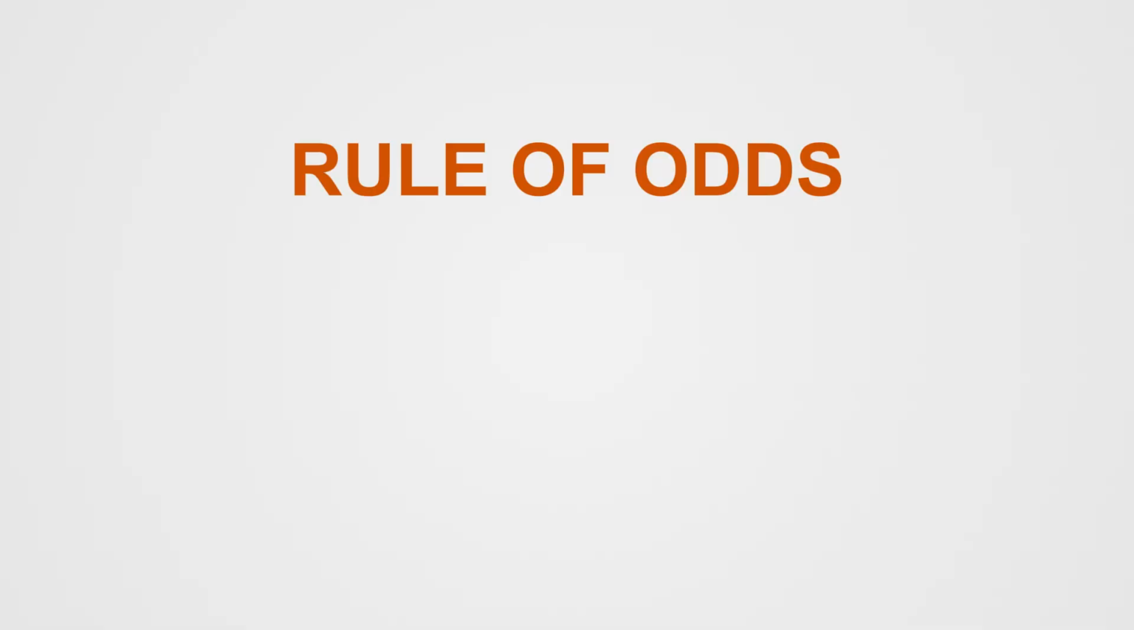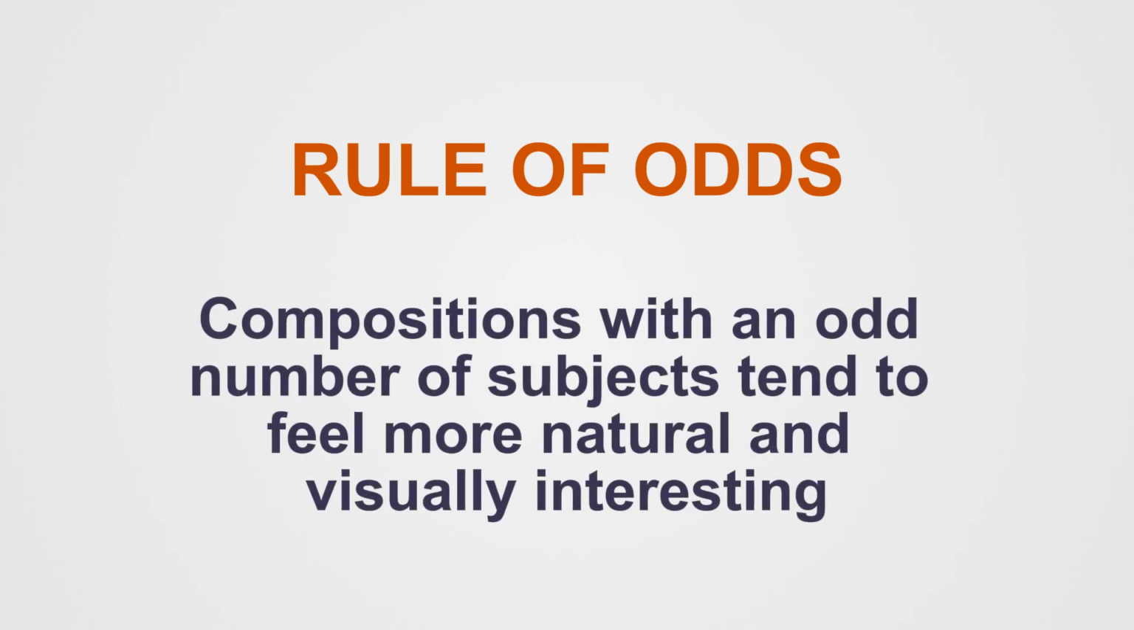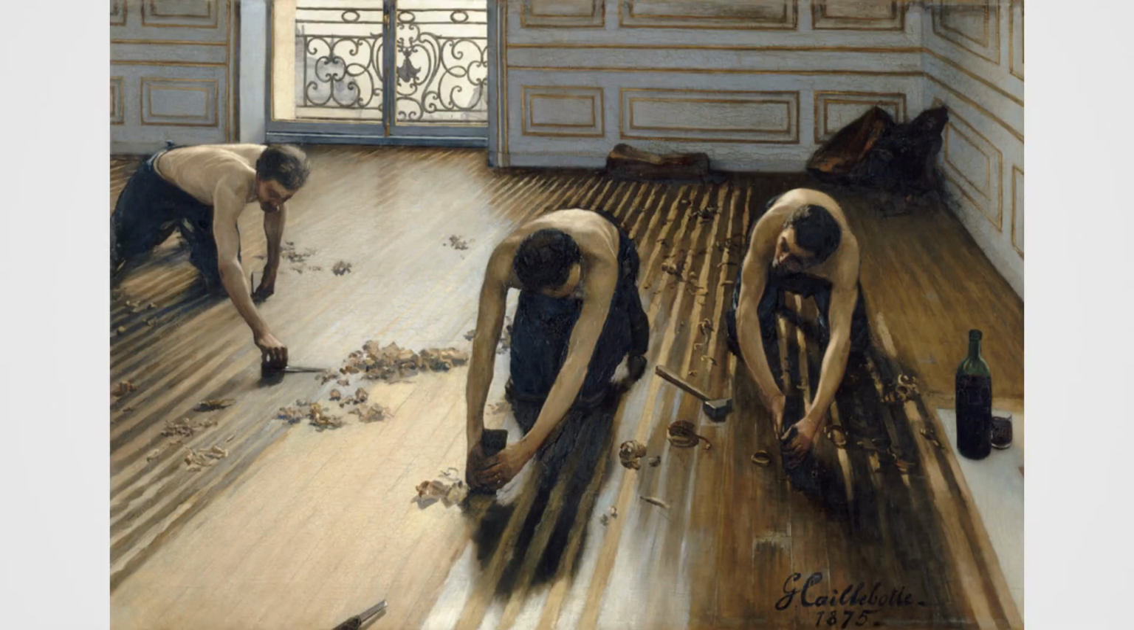Next up, let's look at the rule of odds. This one's surprisingly simple. Compositions with an odd number of subjects tend to feel more natural and visually interesting. Why? Because the human brain loves to pair things up. When there's an even number, your brain just groups them easily and then your eye settles. But with an odd number, there's always one left over, and that keeps your eye moving around the composition as your brain tries to sort it out. Take Caillebotte's The Floor Scrapers. If that third figure on the left weren't there, your eye would just settle on the two main figures and stop. But with three, there's movement and balance.